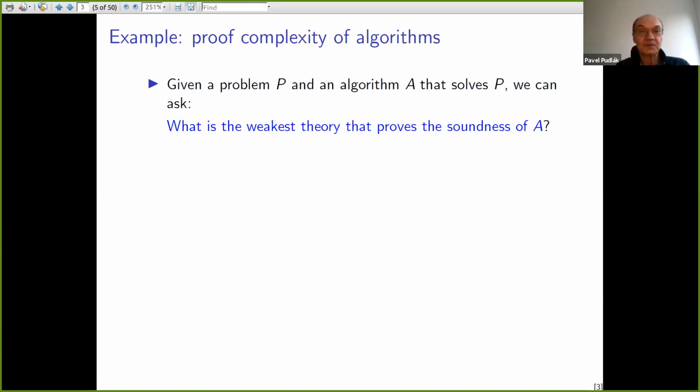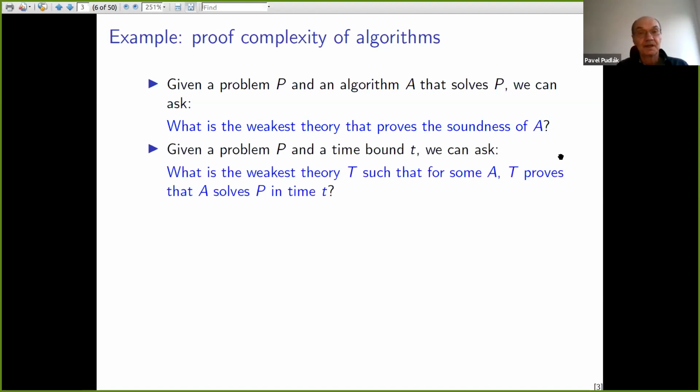Here's an example of what I am very much interested in. Given a problem P and an algorithm A that solves P, what is the weakest theory that proves the soundness of A? By the soundness of A, I mean that the algorithm solves the problem. Or given a problem and a time bound T, you can ask what is the weakest theory such that for some algorithm A, it proves that A solves P in time T.